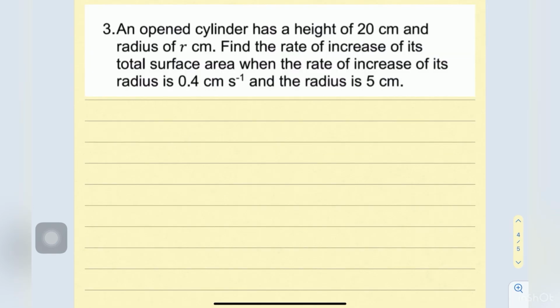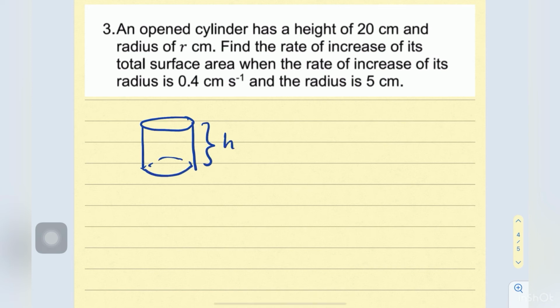Let's do another example here. Question number 3. An open cylinder has a height of 20 centimeter and radius of r centimeter. We draw the open cylinder. Height is fixed, which is 20, and the radius is r. So find the rate. Here the clue is rate of area, meaning that dA/dt, question mark.